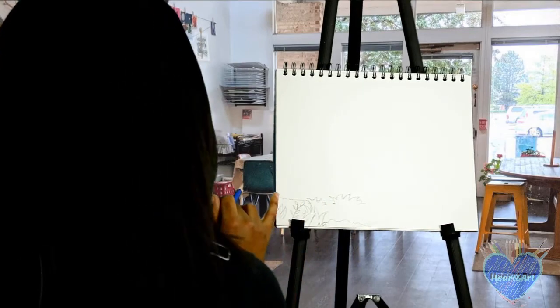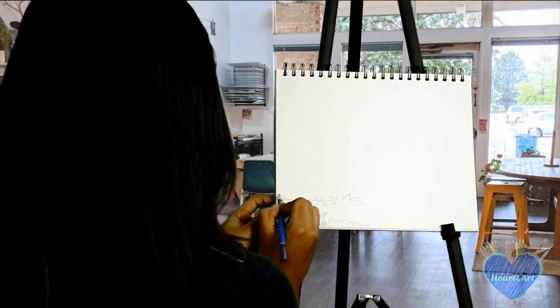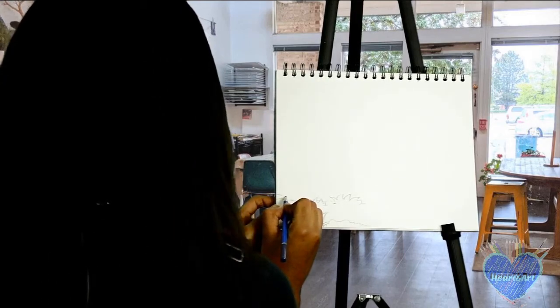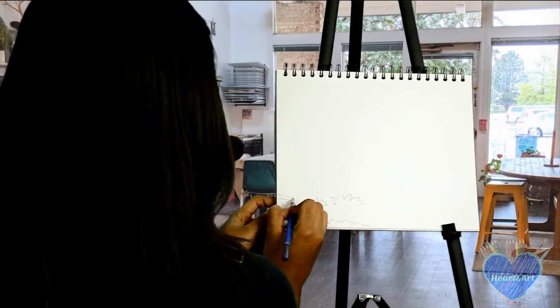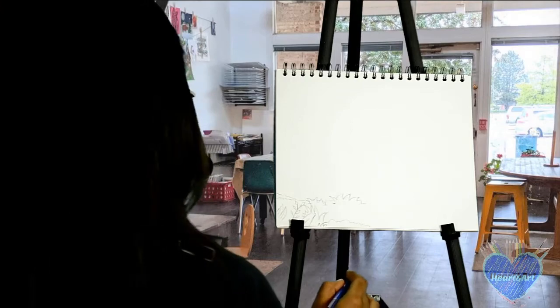And there's a little shadow of this hill over here. So we're going to start by drawing that. It's a basic outline, like it's behind there. Okay? So we got that.